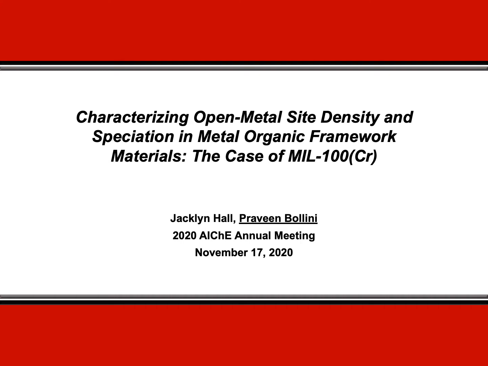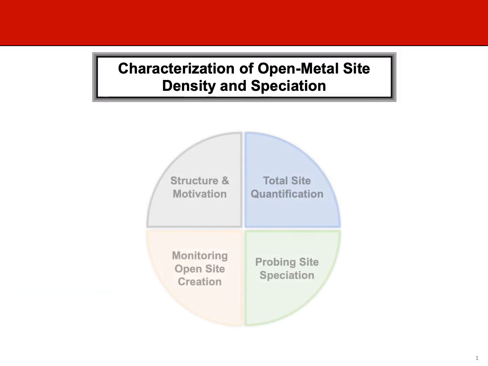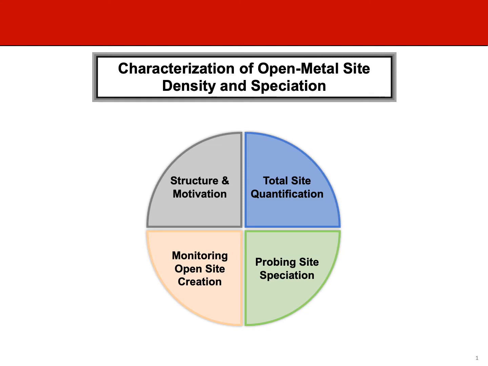Today, I'm going to be talking about characterizing the density and speciation of open metal sites in metal organic frameworks, and I'm going to be doing this specifically for the case of MIL 100 chromium. I'll go through this process in four specific steps.